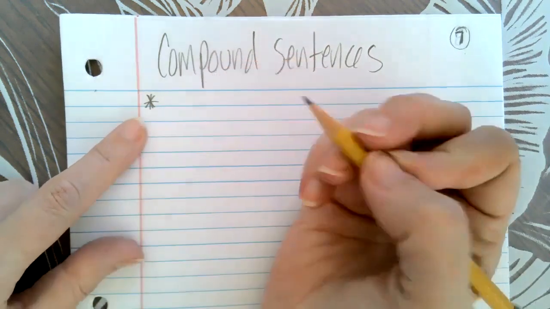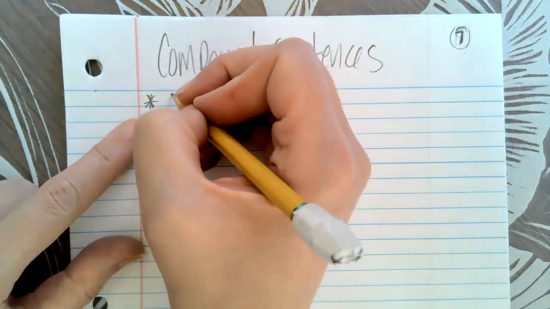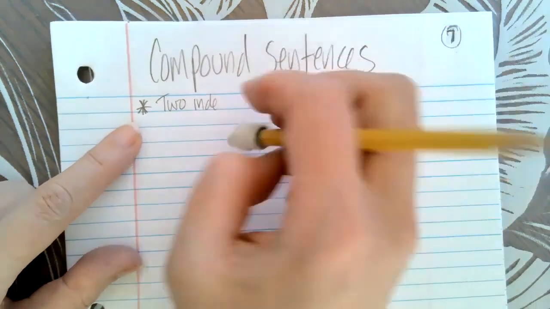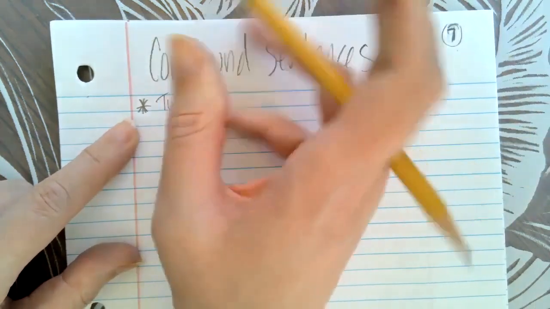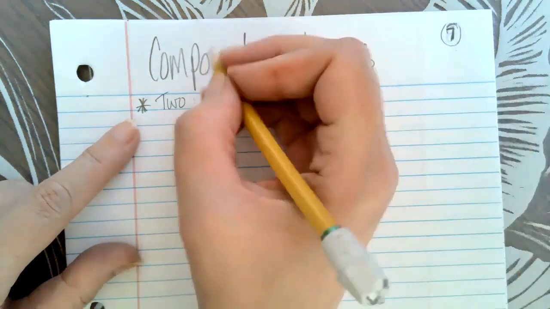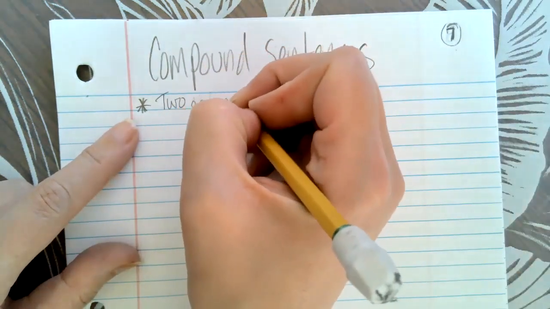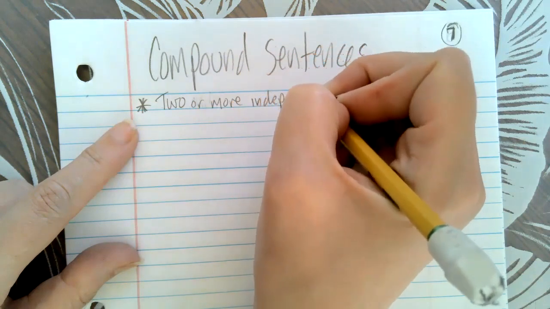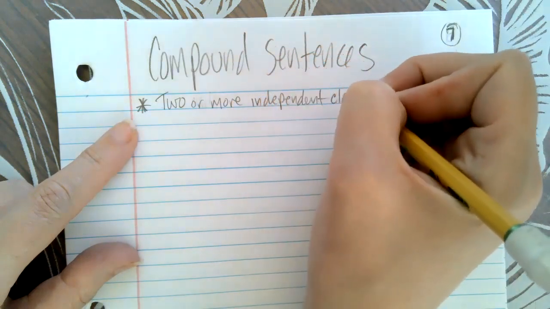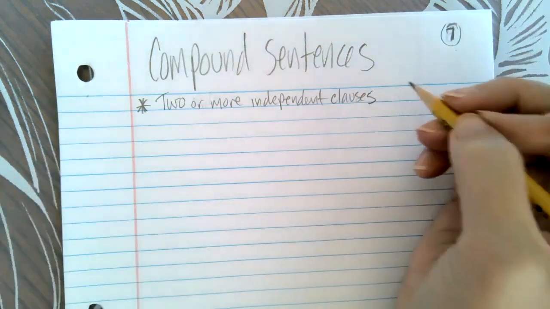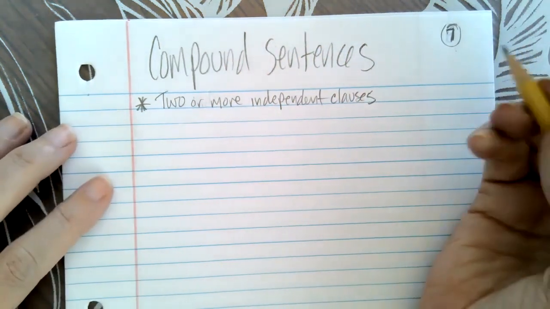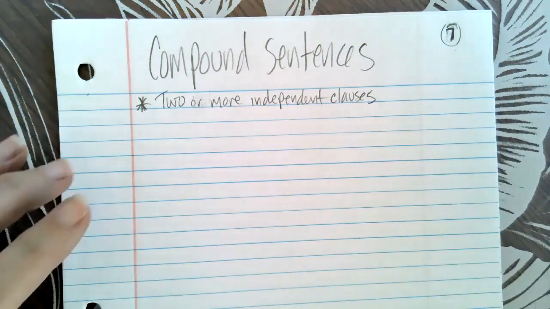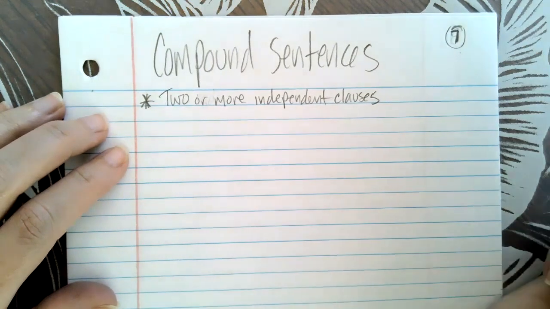All right, so what do we want to say for the definition here? We will say 2 independent clauses, well, 2 or more, because a compound sentence could have more than 2 independent clauses. Okay, so 2 or more independent clauses. And I know that at this point you're feeling pretty comfortable that you know what an independent clause is.